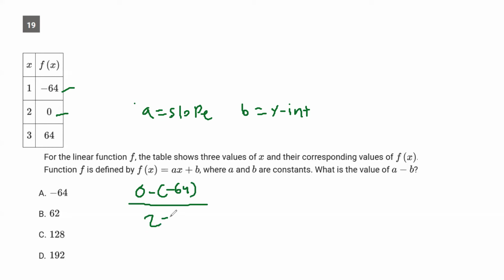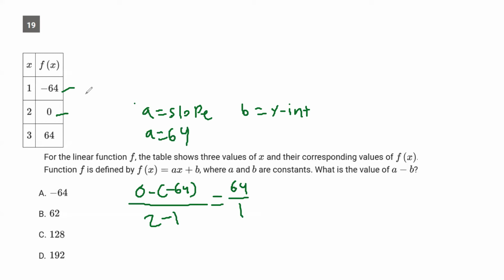the x value, which would be 2 minus 1, because you do y1 minus y2 over x1 minus x2. Which one you choose as y1 or y2 doesn't matter, but once you choose one as the y1, the x value for that same point has to be the x1. That's what matters, that you keep them in corresponding parts. Now that gives you 64 over 1. So a equals 64.